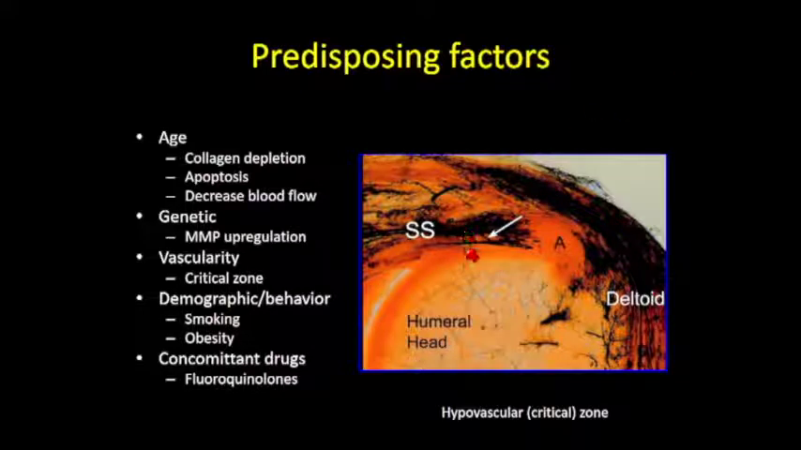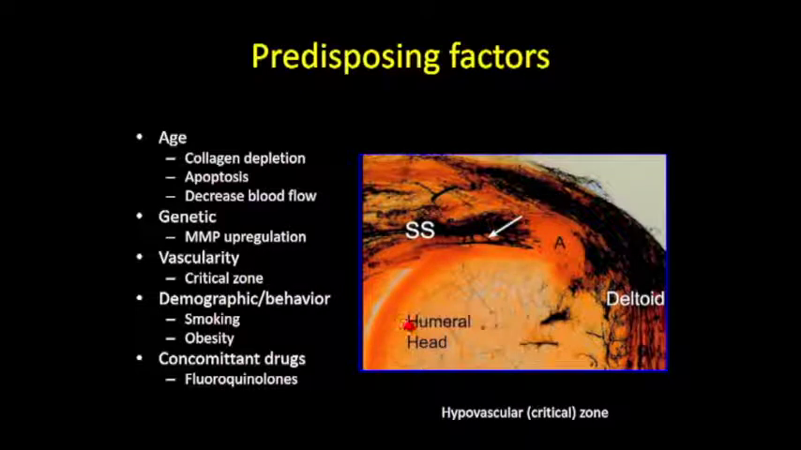As we get older, unfortunately, we lose collagen. We have collagen depletion. We have cellular apoptosis, and we have diminished blood flow, so it's harder to get older, as we all know. In addition, genetically, there is an upregulation of matrix metalloproteinases, which are a form of collagenase that breaks down the collagen in our tendons. And unfortunately, many tendons also have an inherent critical zone or hypovascular zone within them that adds to that complexity. When we're losing blood flow, those critical zones, in fact, increase in size.